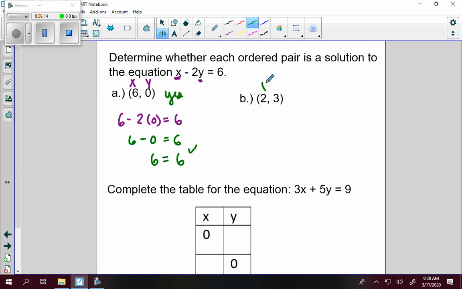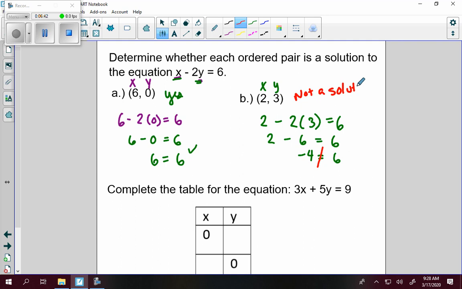If I have x is 2 and y is 3, for x I'm going to put 2, and for y I'm going to put 3. So I have 2 minus 2 times 3 equals 6. So I have 2 minus 6 equals 6. Negative 4 equals 6. Negative 4 does not equal 6, so this would be not a solution. It just means that on the line x minus 2y equals 6, the point 2, 3 does not fit on that line.